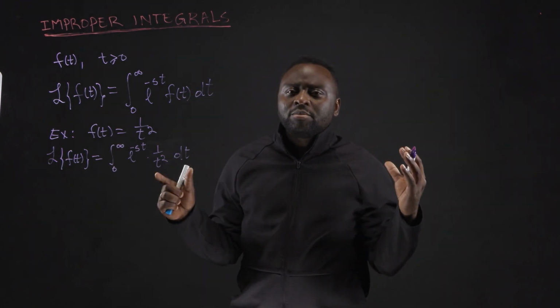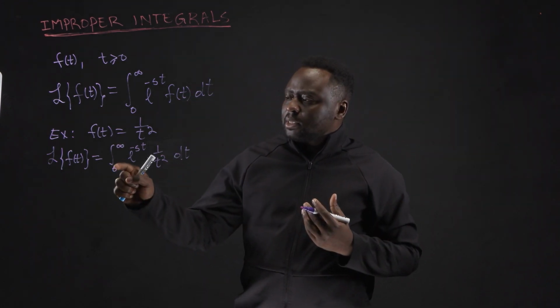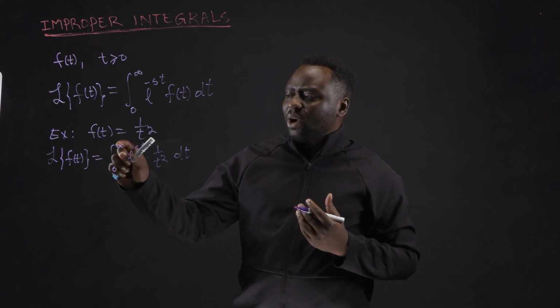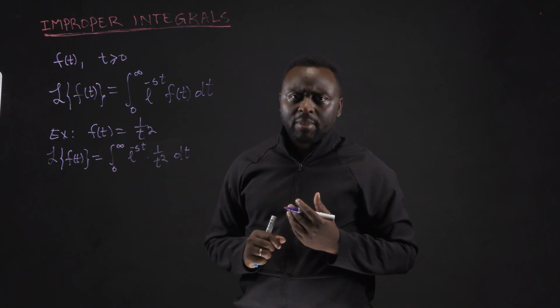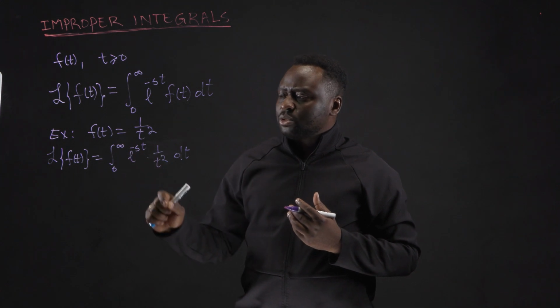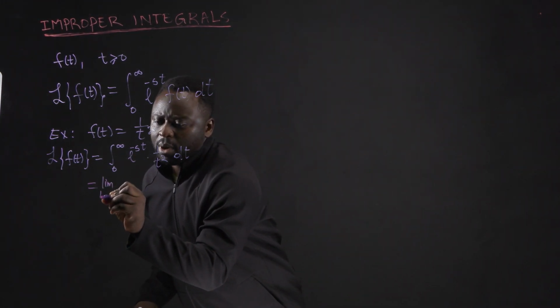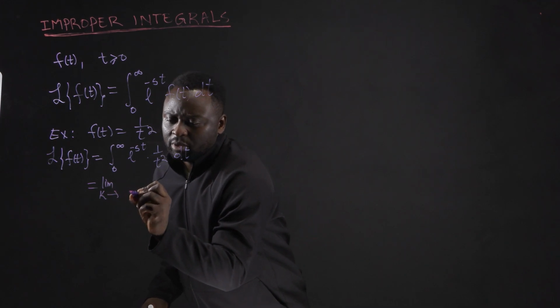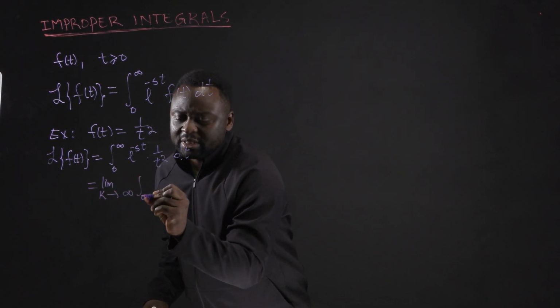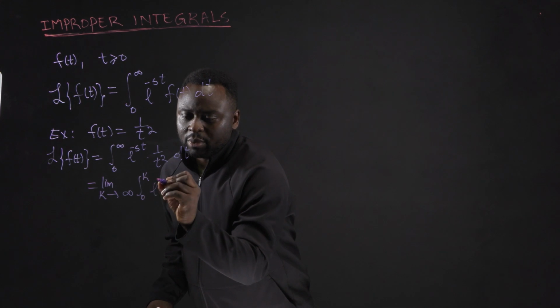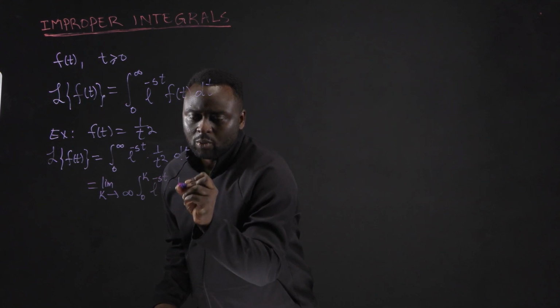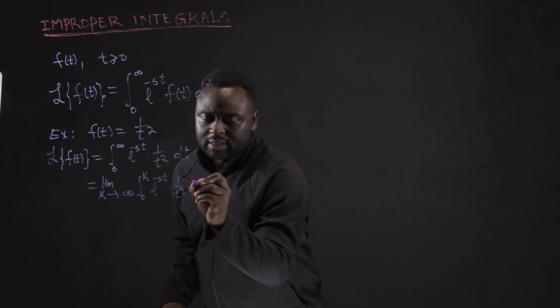Alright, as I already mentioned in the previous video, this is an improper integral, given that one of the limits is infinity. So in this case we have to introduce a limit. This is the proper way to write this: the limit when k tends to infinity of the integral from 0 to k of e to the power minus st times 1 over t squared dt.